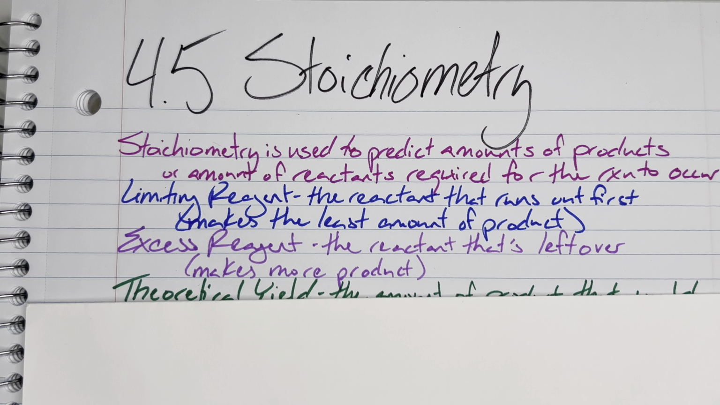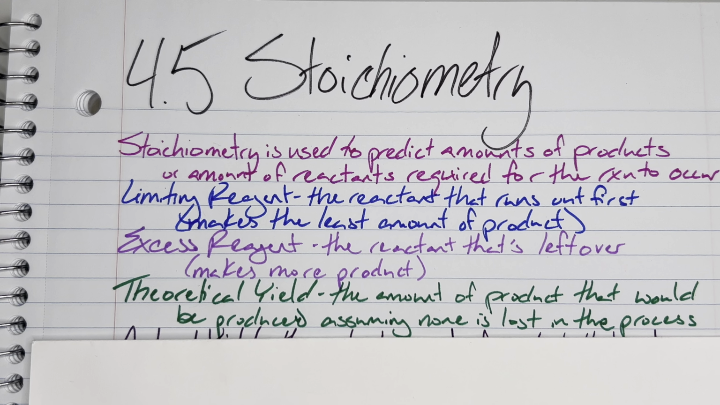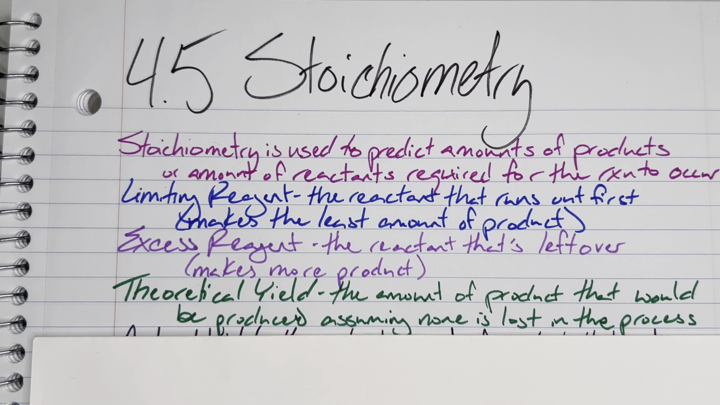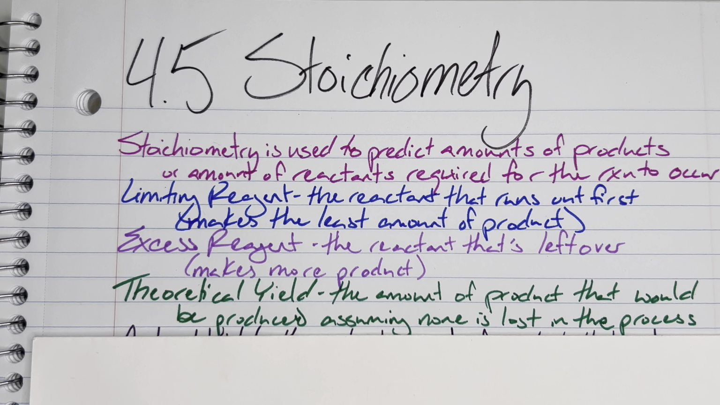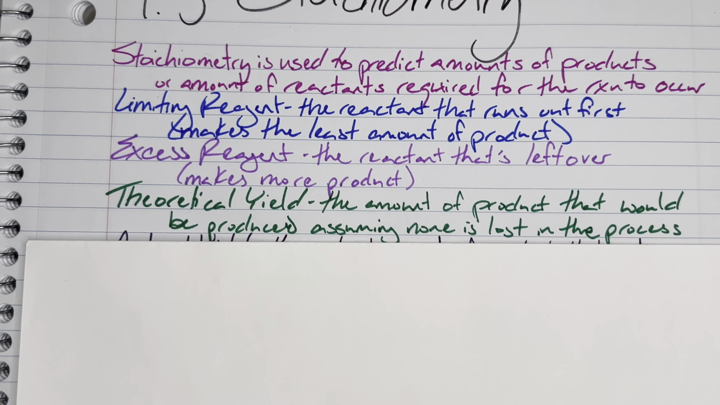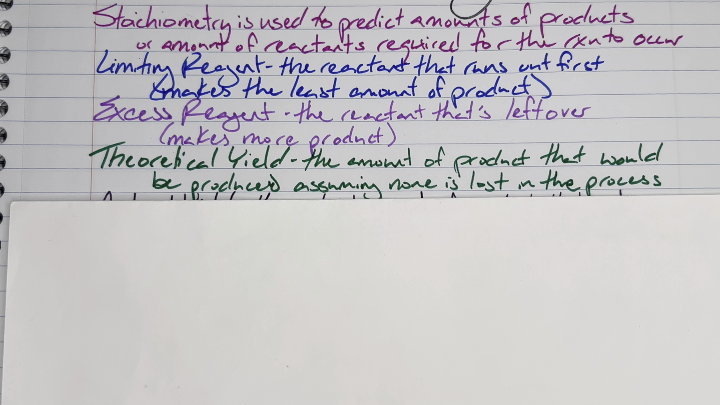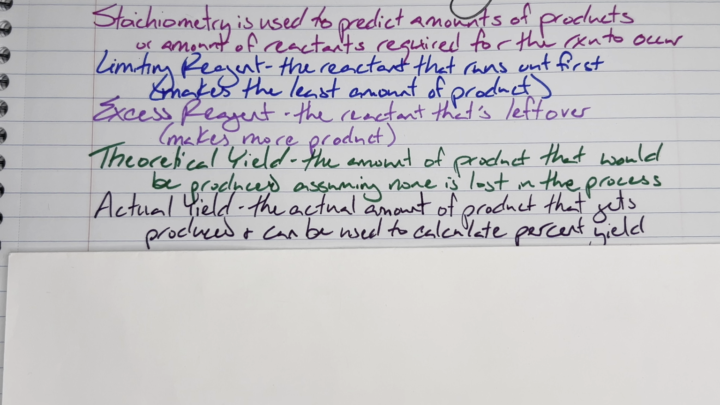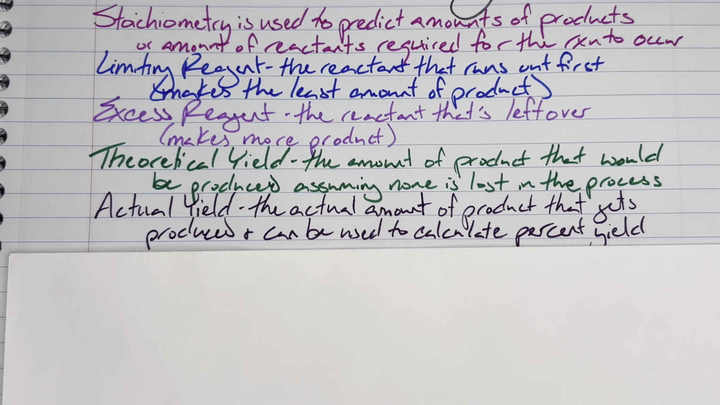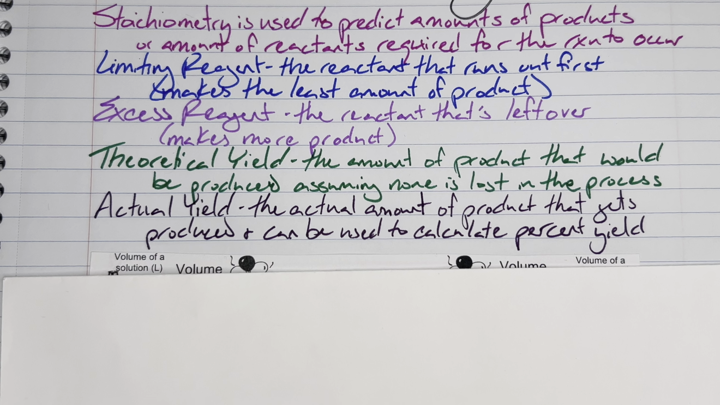Your theoretical yield is the amount of product that you could have potentially produced, assuming that you made absolutely no errors and the reaction completed perfectly and nothing was lost in the process. This is in contrast to your actual yield, which is going to be your actual amount of product that is going to be produced, and it can be used to calculate percent yield.